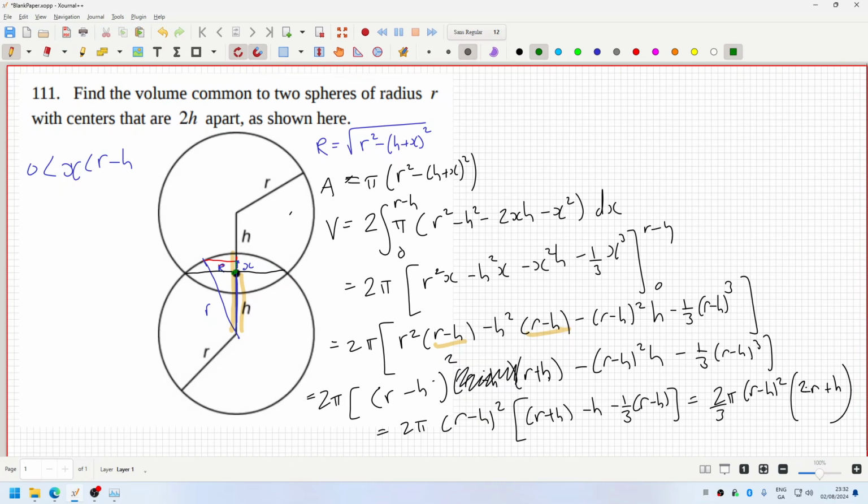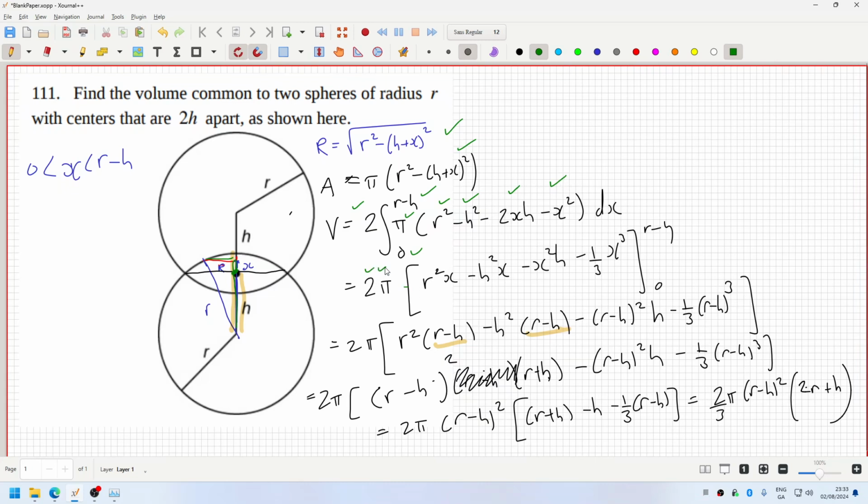Okay, that distance is x. So that distance is h plus x. We want the radius here, so that's root r squared minus h plus x squared. And the area is pi r squared. So that would be pi r squared minus x squared, and multiplied by 2. And that goes from 0 to r minus h, because r minus h plus h is r, which is what it should be. And that's the pi. It's r squared minus h squared minus 2xh minus x squared.